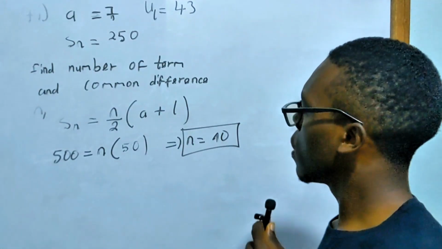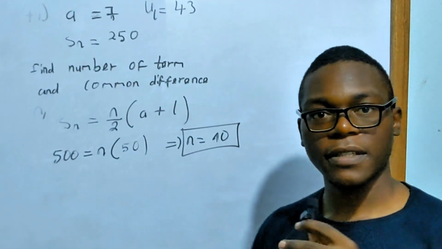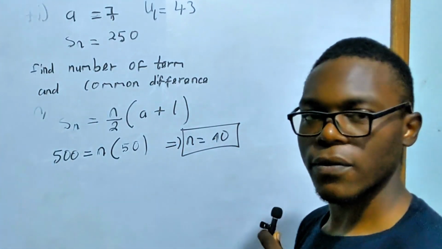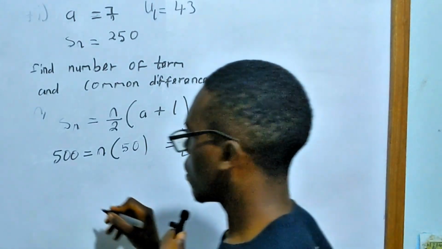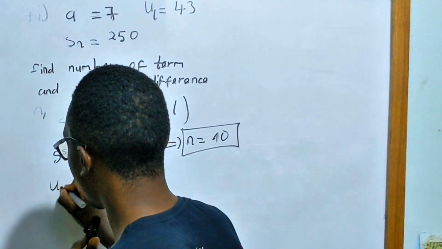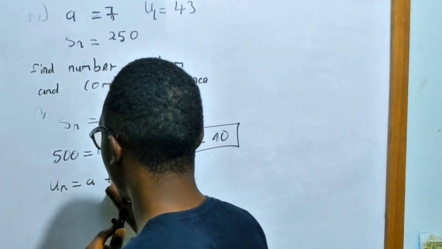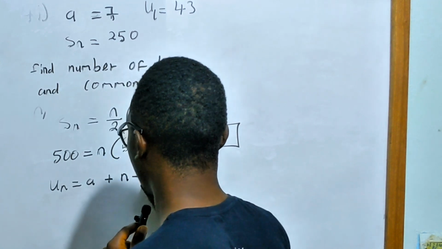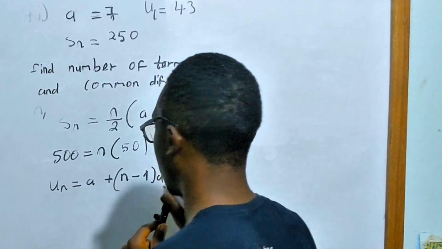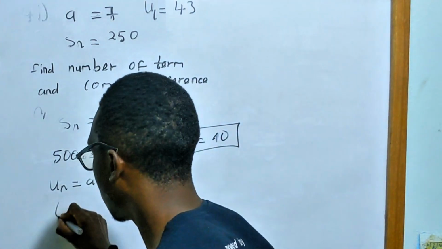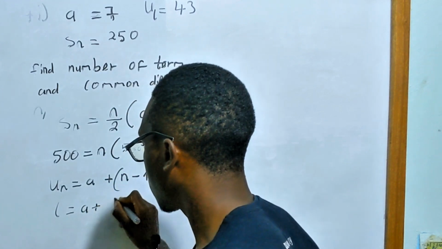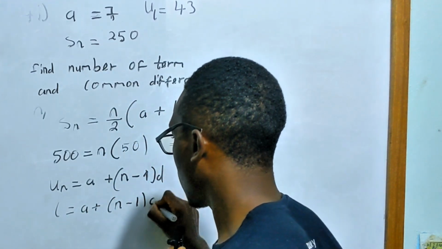The next question is to find the common difference, that's the d. What is that d even? We know that u of n is equal to a plus n minus 1 times d. We also know that L, that's the last term, is equal to a plus n minus 1 times d.